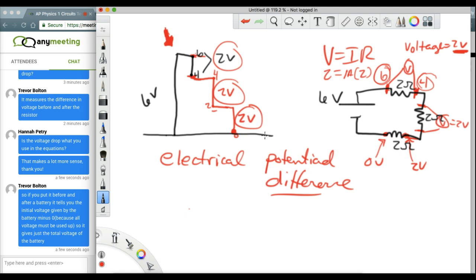Trevor says, so if you put it before and after the battery, it tells you the initial voltage given by the battery minus 0 because all voltage must be used up. So it gives just the total voltage of the battery. If I put it on the terminals of the battery here, this is my voltmeter, then it's going to tell me the difference in potentials from that side to that side. And if it's a 6-volt battery, then this could be 12 and this could be 6, or this could be 6 and that could be 0.